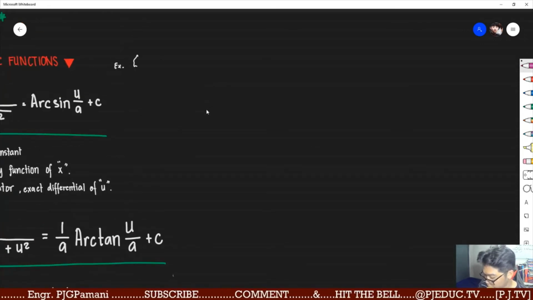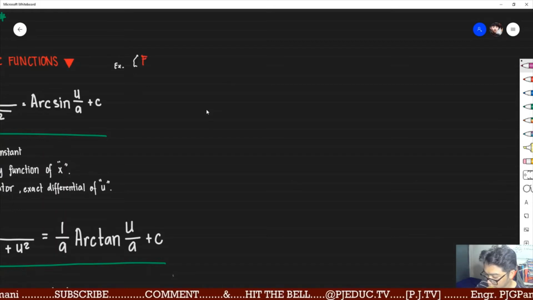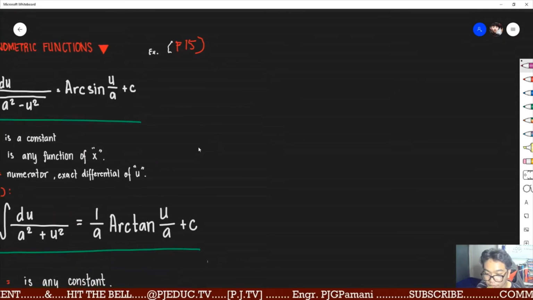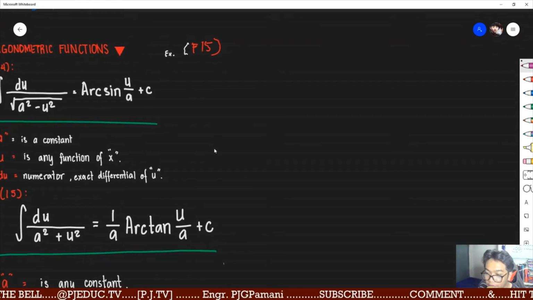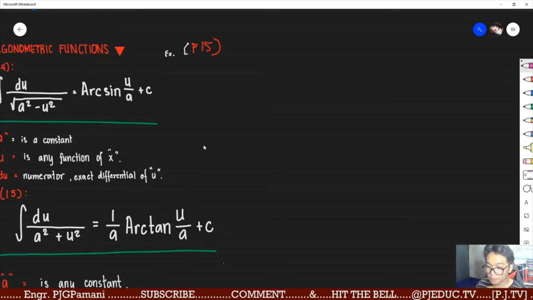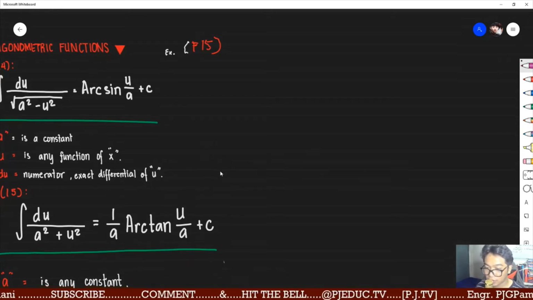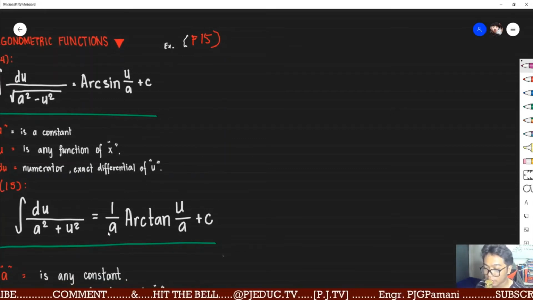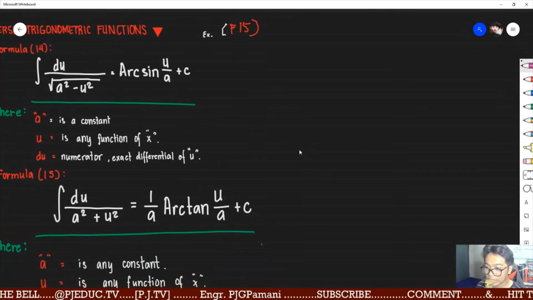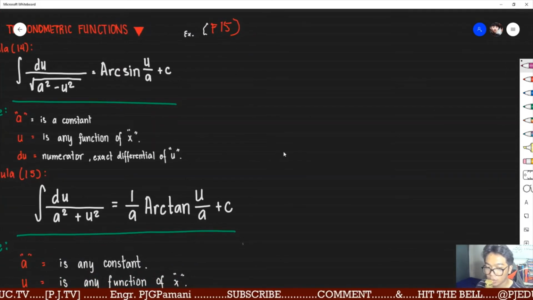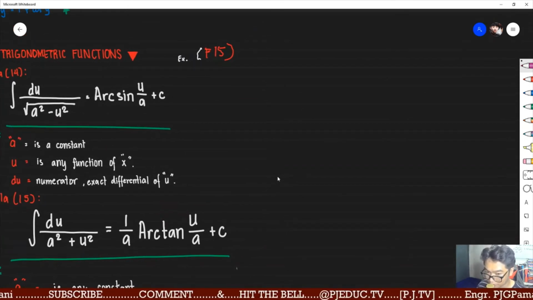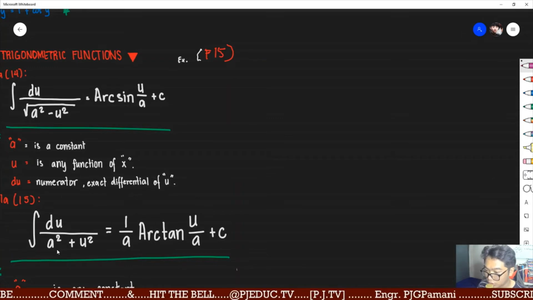Now, how about using Formula 15? Remember Formula 15: if you have an integrand of the quotient of the exact differential of a function du divided by the constant a squared plus the function u squared, that is simply equal to 1 over the constant a, arctangent of the function u over the constant a, plus the integration constant c. If this is our condition.